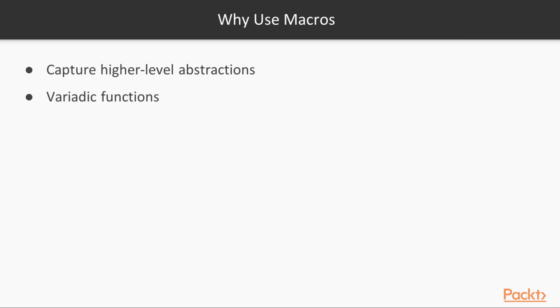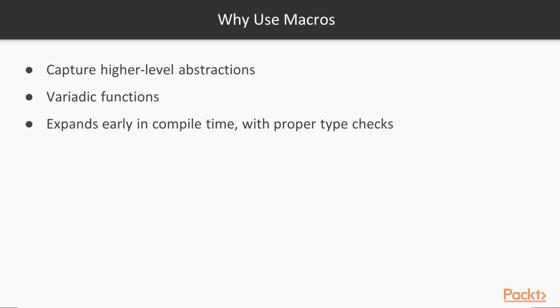So why do we need macros? Macros can help us capture high-level abstractions that is impossible to do with functions or generics. For example, variadic functions is impossible in Rust itself, but we can create that with macros. And macros are expanded early in the compile time, so we still benefit from proper type checks and a lot of compiler help. They are statically dispatched, so there is not much performance hit.